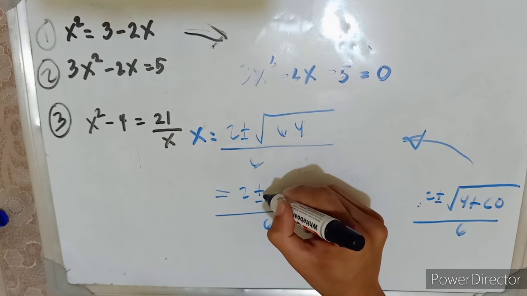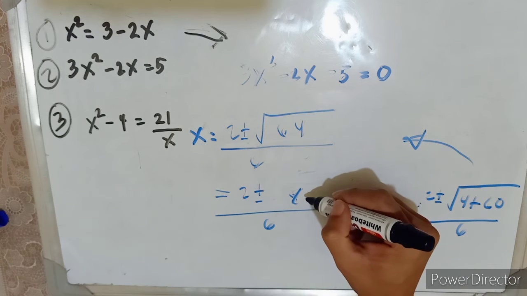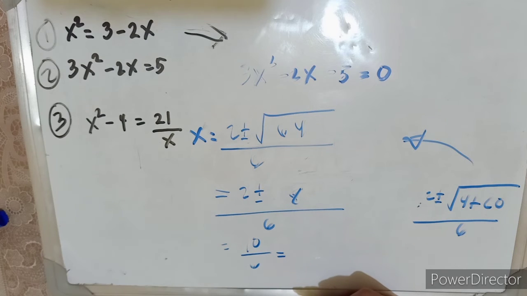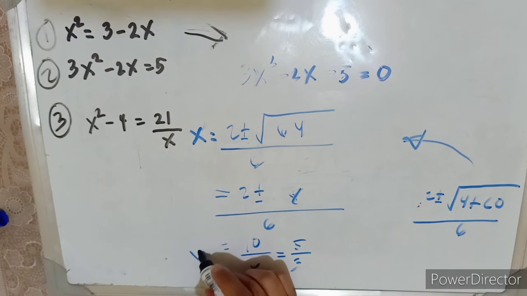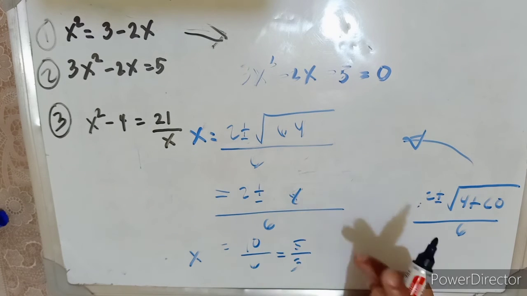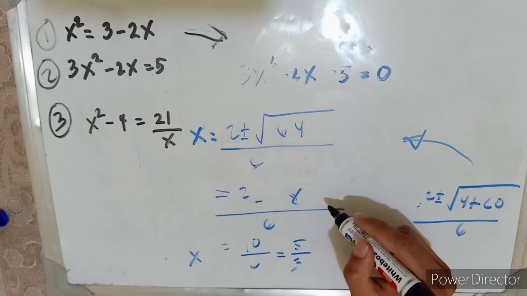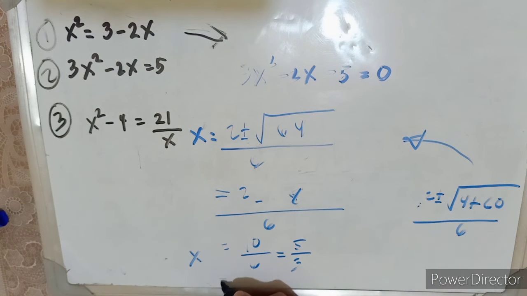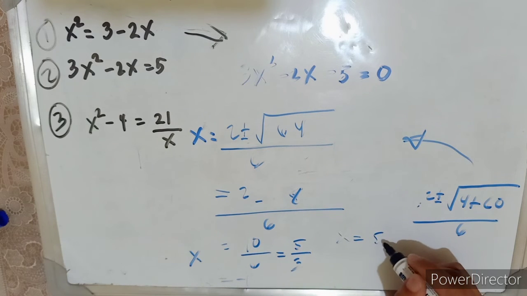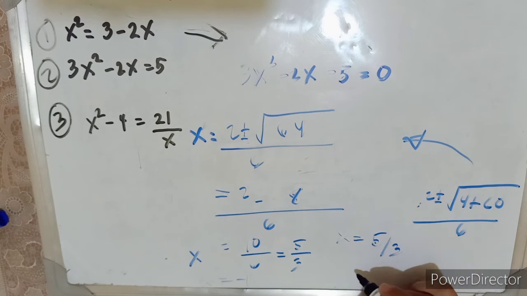So by using the positive, so 2 plus 8 is equal to 10 divided by 6. So we have 10 over 6. Or kunin mo yung simple fraction niya. So by dividing it both by 2, so we have 5 over 3. So this is the first value of x. No? So by using the positive sign. So gamitan natin ang negative sign. 2 minus 8 equal to negative 6 divided by 6. That is equal to negative 1. So the values of x are 5 over 3 and x is equal to negative 1.